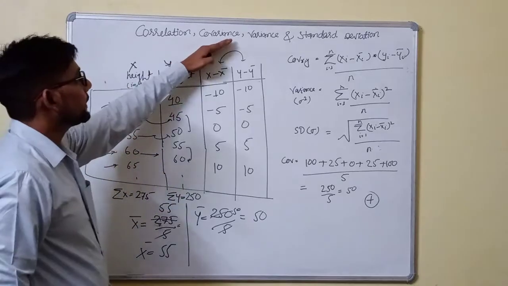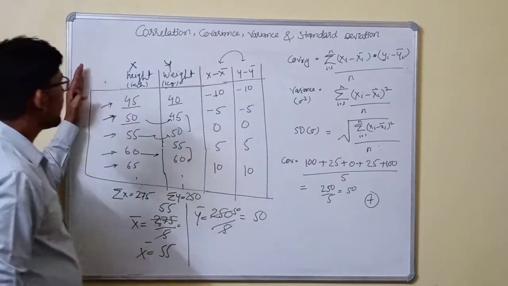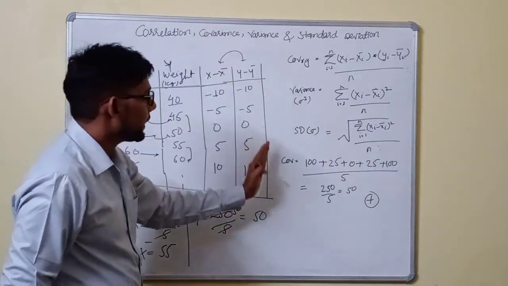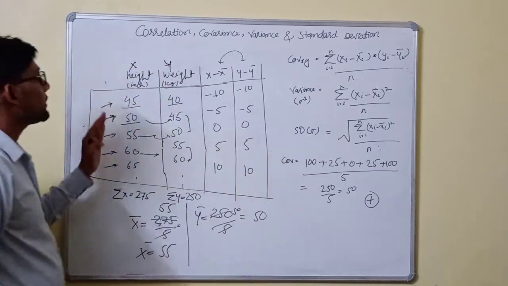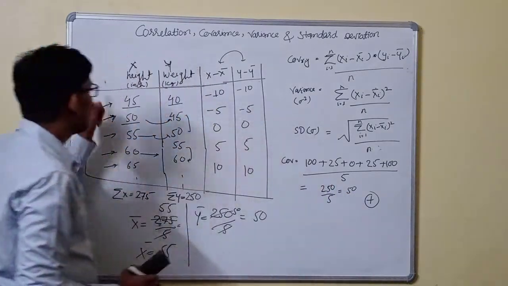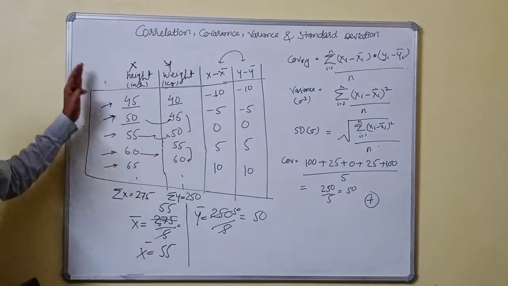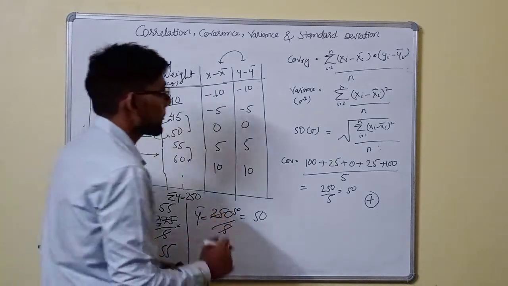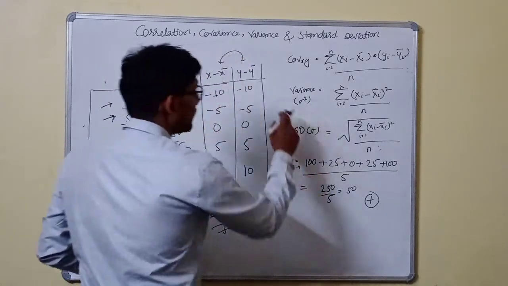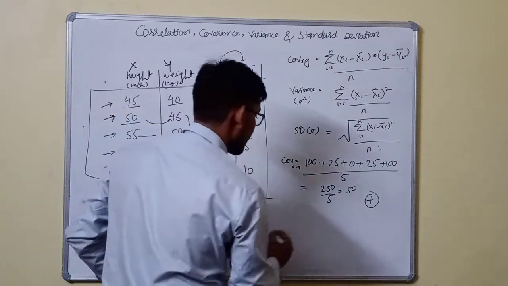So from covariance, we know that the covariance tells us the direction of the relationship between the variables. Now the direction is positive. It means x and y are positively correlated, right? Now let's calculate the variance.